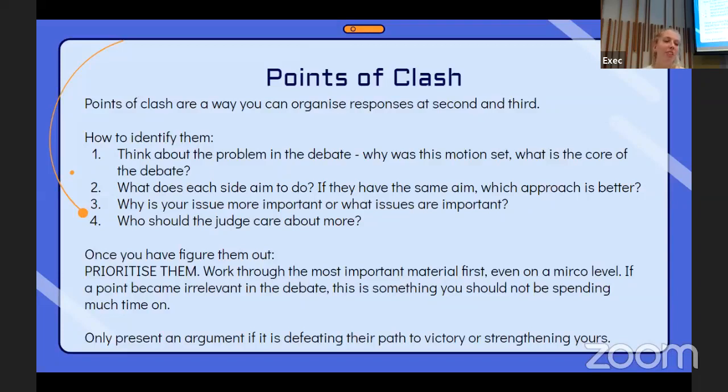If that thing is not relevant at the responsive part of the debate, it's probably not worth wasting your time on. So I guess my overall thing would be only present an argument if it's defeating their path to victory or strengthening yours, because that's ultimately the goal. You want to win, so you want to get there by making yourself look good and making them look bad.